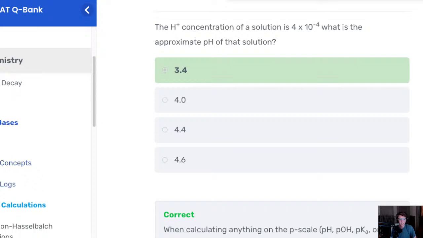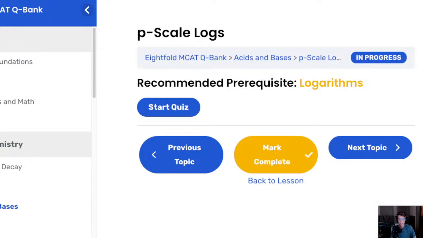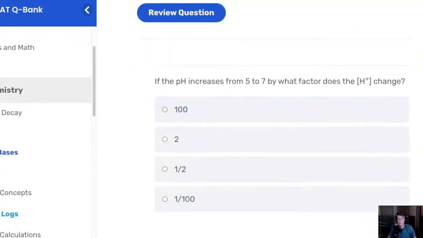And for this, we're going to, again, look at P scale, just some logs here really quickly. So here we're seeing this pH increase, and then what factors does it change by? And I'm going to give you a little tip with this. If you are dealing with a log scale, it doesn't really matter what it is, it could be decibel, it could be pH, it could just be a log.